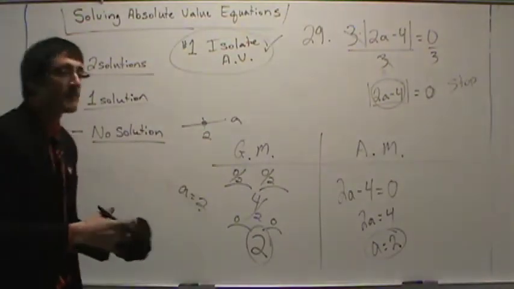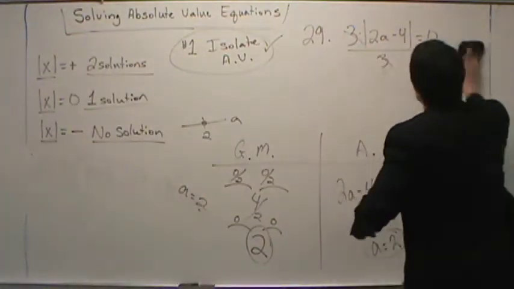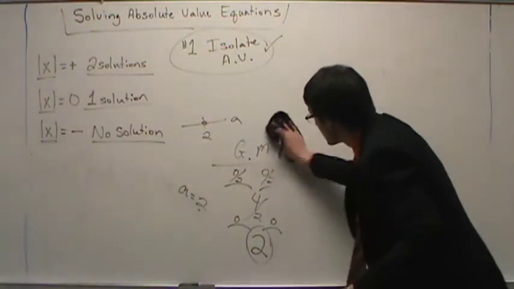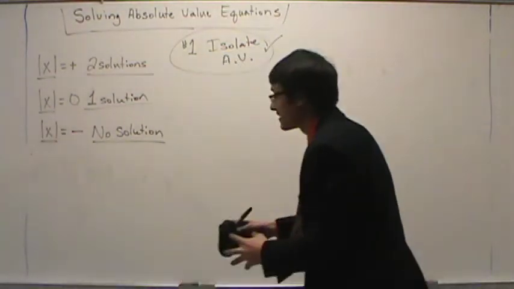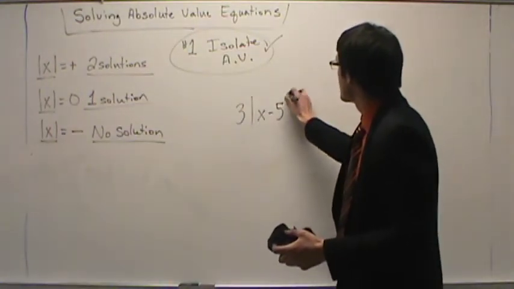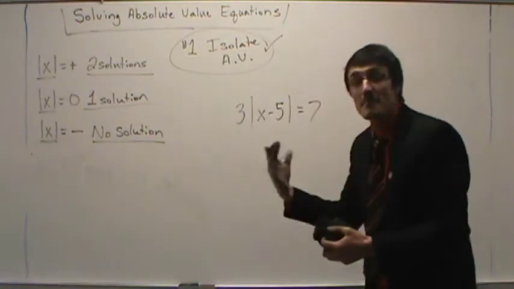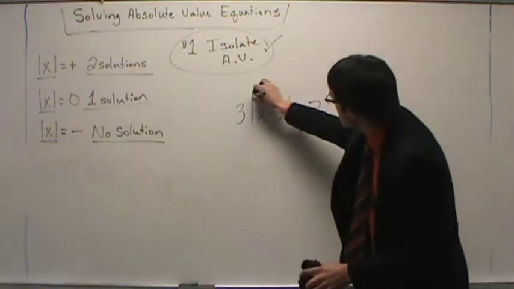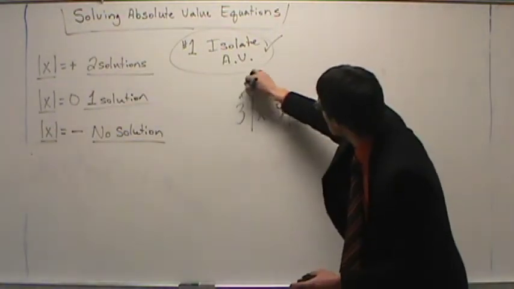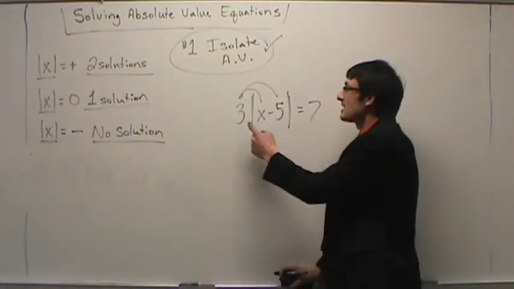Now, before we end this video, I want to talk to you very briefly about mistakes not to make. Do not make these mistakes. If I write, for instance, 3 times the absolute value of x minus 5 is equal to 7, do not make this mistake. Absolute value is not the same as parentheses. Students try to do this all the time. They try to take the 3 and distribute.